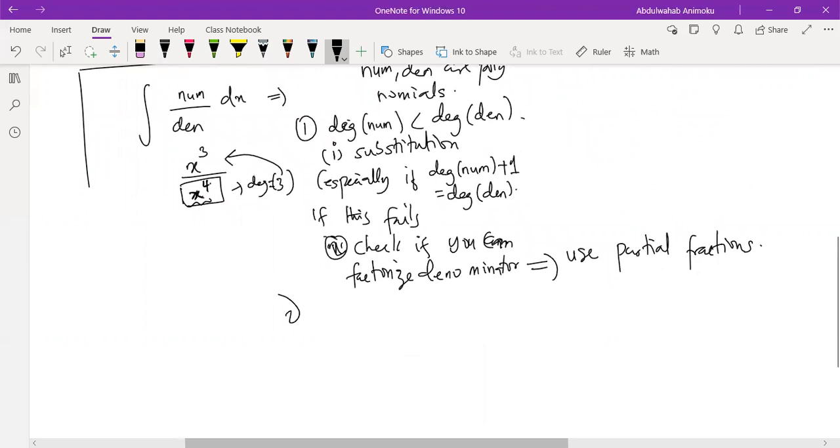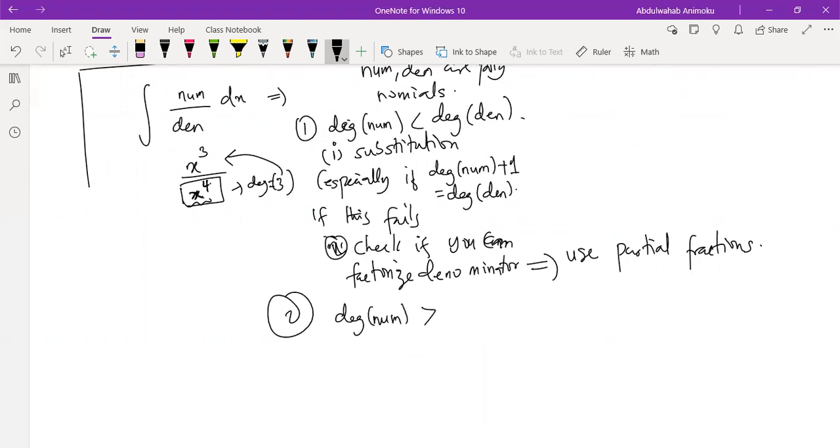The second rule I wanted to mention before we move back to the problem is, what if the degree of the numerator is greater than or equal to the degree of the denominator? When this happens, first of all, use long division. Use long division to simplify the problem.